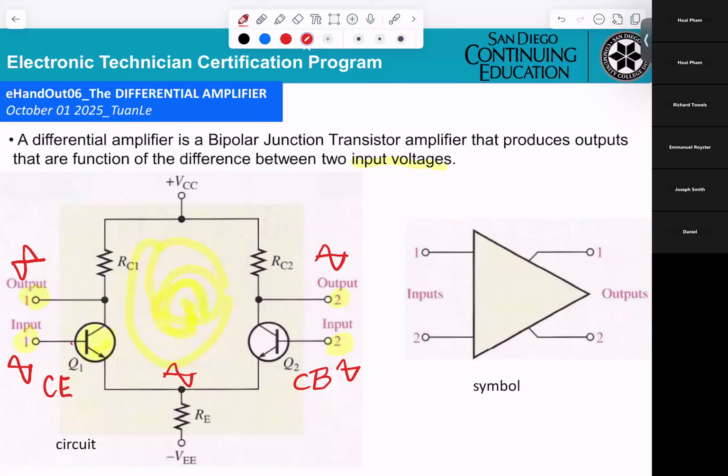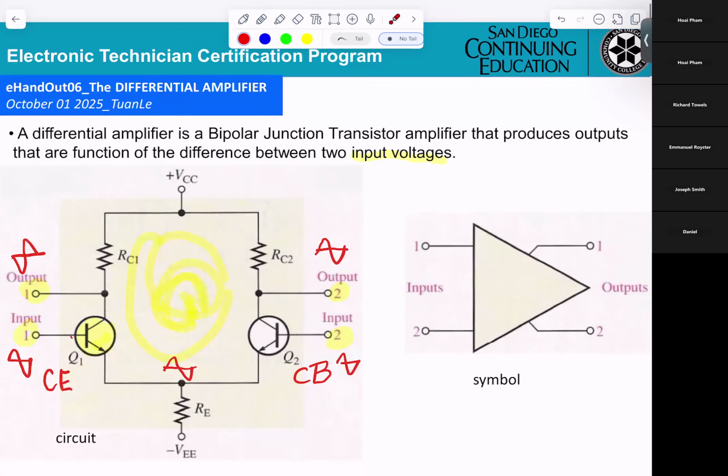Now, this is the symbol for the differential amplifier: input 1, input 2, output 1, output 2. The circuitry is basically inside that one. You cannot see this circuit; they draw that one, not in detail.